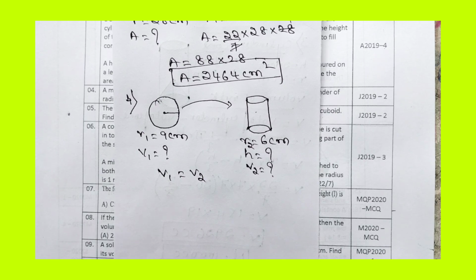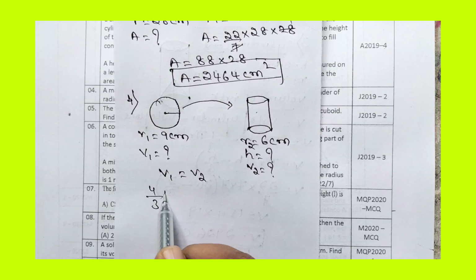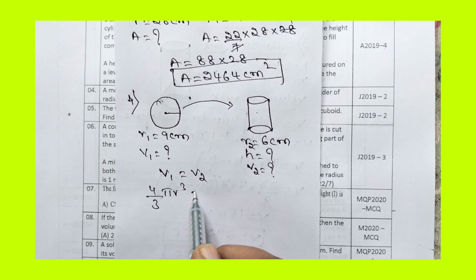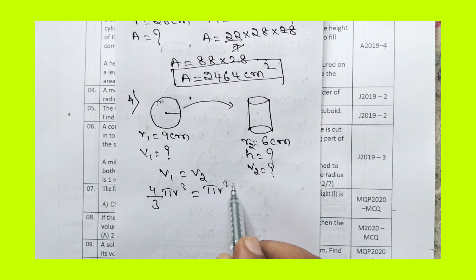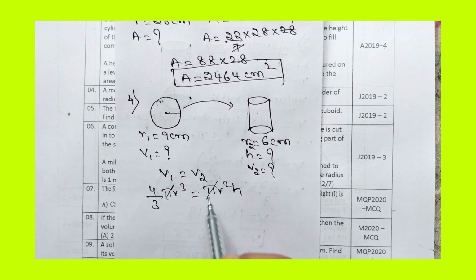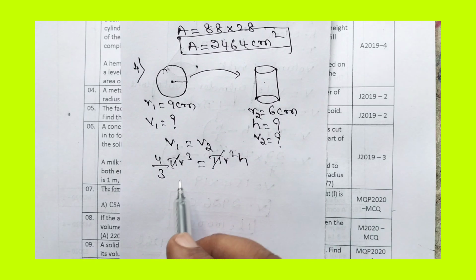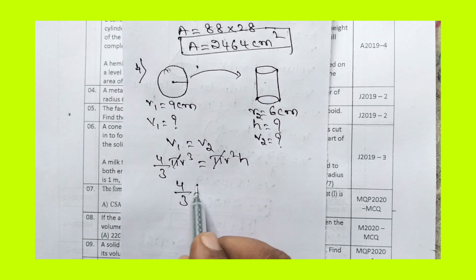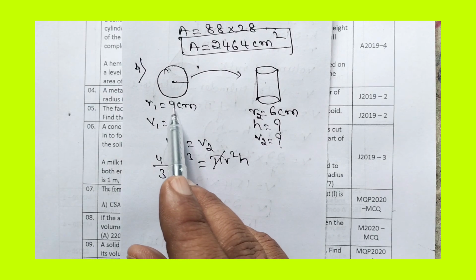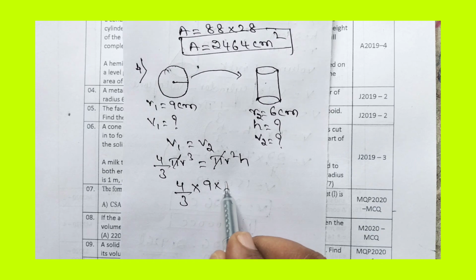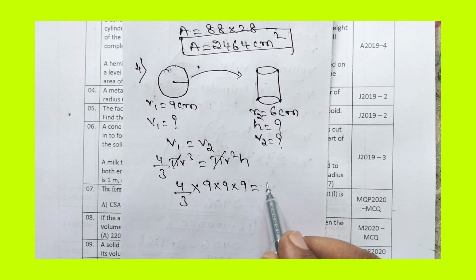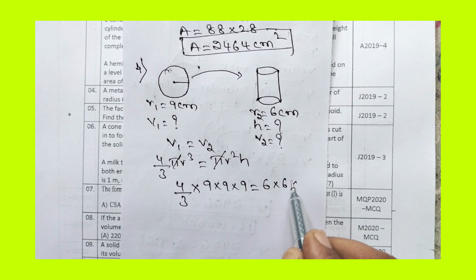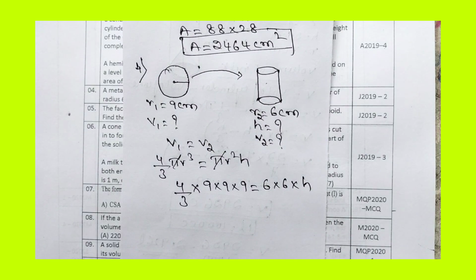So what is the volume of that, that is sphere? It is 4/3 pi r cube is equal to, what is the volume of the cylinder? It is pi r square h. So pi get cancelled and what is the remaining here? 4/3 into r. R is 9. So 9 into 9 is equal to, what is r square? It is 6 into 6 into height of the cylinder we don't know.